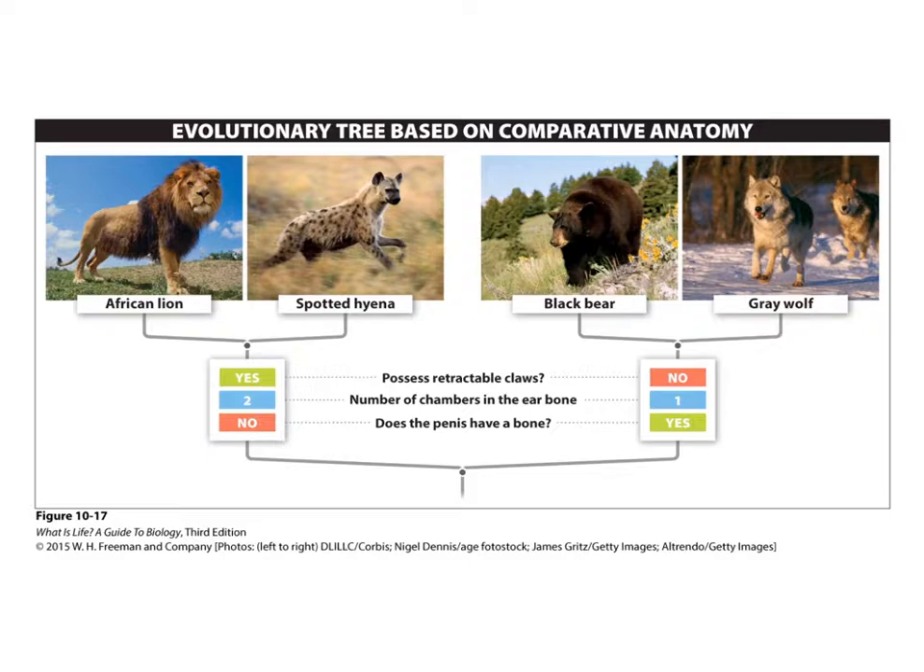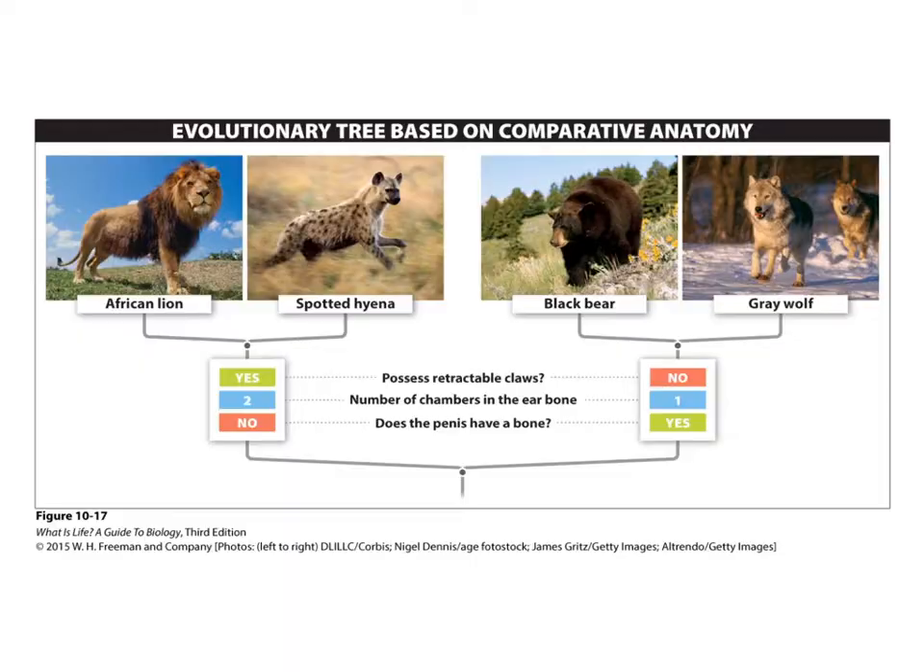So we see in this example, African lions and spotted hyenas are sister taxa, which are more closely related to each other than they are to the other groups. Black bears and gray wolves are sister taxa, more closely related to each other than they are to the other groups.